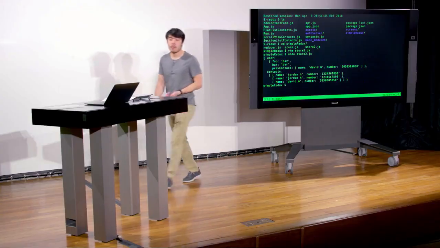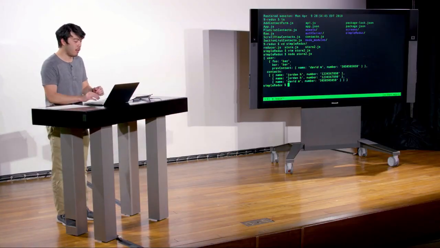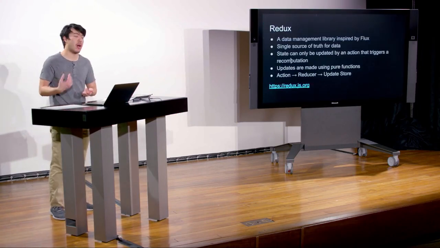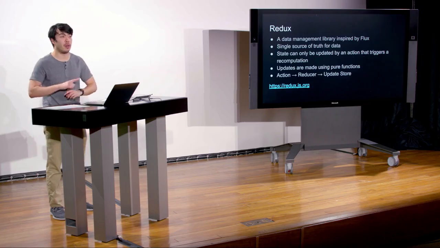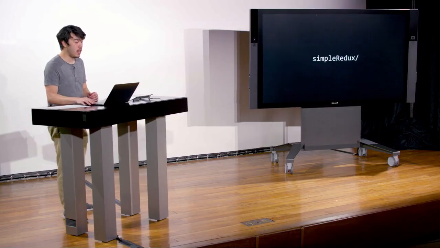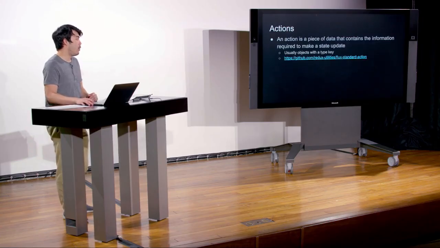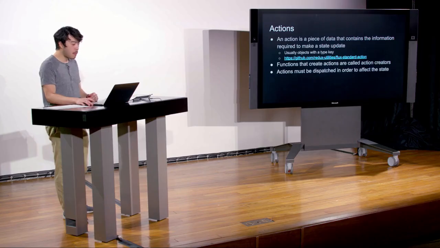And so now we have pretty much a full implementation of Redux. So it's a data management utility that we've created. There's a single source of truth for all of our data. It's stored in our store. The state can only be updated by our actions, and updates are made using our pure functions, or our reducers. And we've created a reducer. We've created a store that maintains the state. We can get the state using getState. And we've created some actions. So let's go ahead and take a short break. And then when we come back, we can add Redux to our actual application.